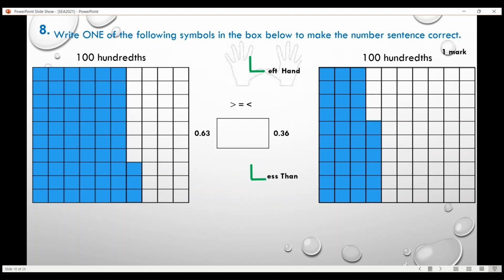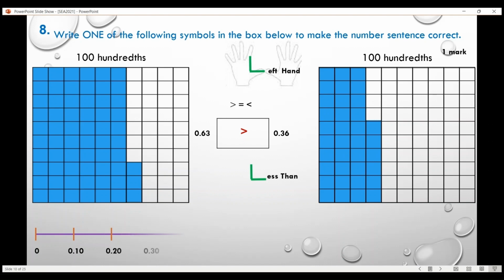So is 0.63 less than 0.36? If you look on the left side, there's more shaded on the left than on the right. So that's not the case. What it is, is greater than. So there is more shaded on the left side, so that is greater than what is shaded on the right.